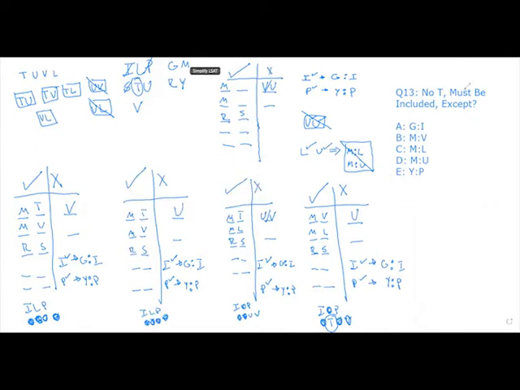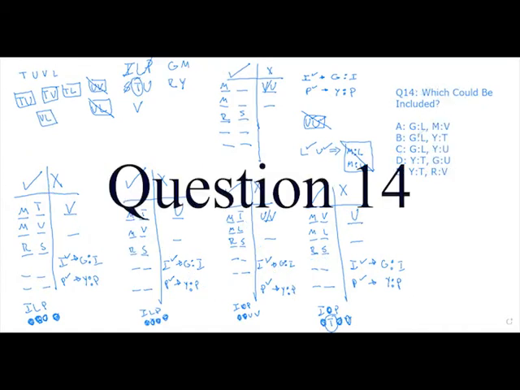Okay, question 13. We have no T. Everything has to be included except what? Which world could we be in? Not this one, not this one, not this one. Oh, look, one world. We put T here. It means we have I, P. So everything that has to be included: GI has to be included. MV has to be included. ML has to be included. MU does not. YP does. D is our answer.